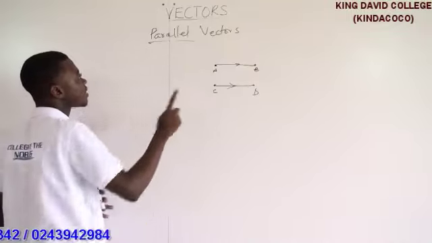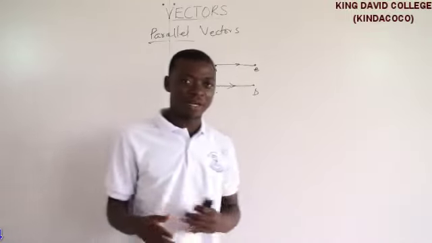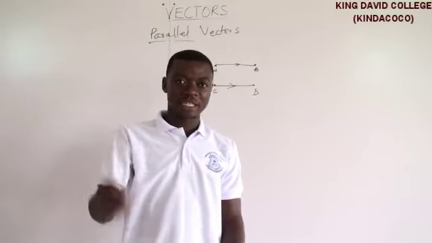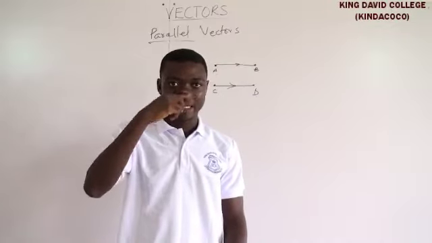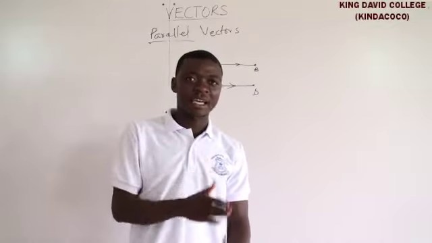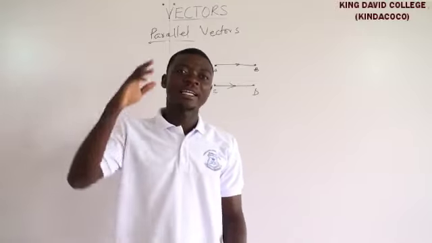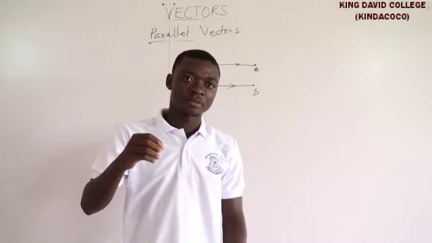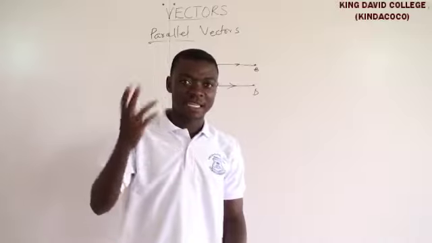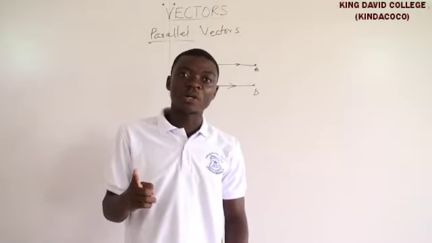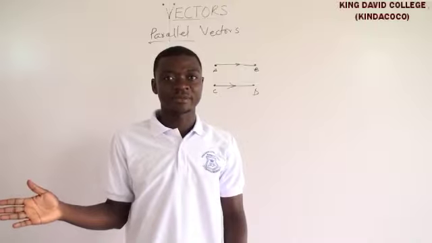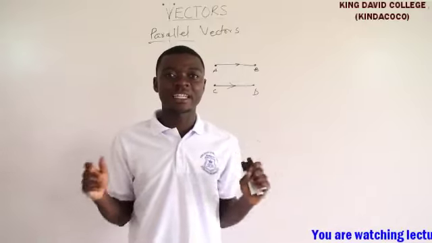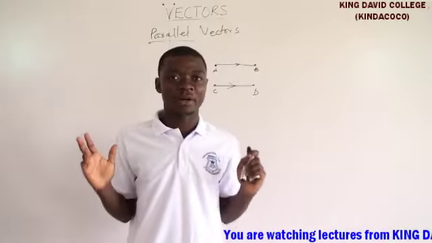To find if two vectors are in parallel, one should be a scalar multiple of the other. If I'm saying vector A and vector B are in parallel, then if I multiply vector B by a scalar, it should be equal to the other vector A. Then one is a scalar multiple of the other, and the two of them are in parallel.